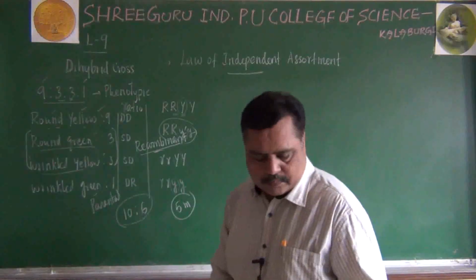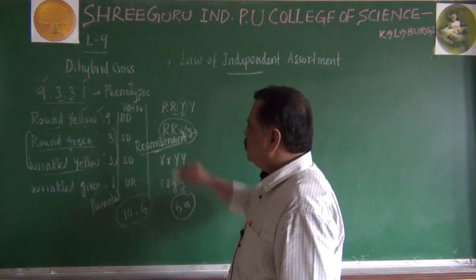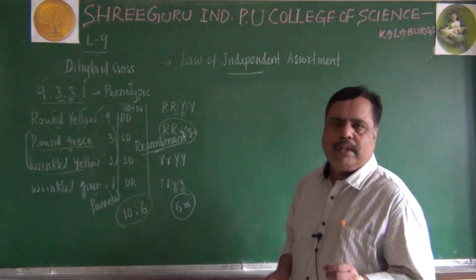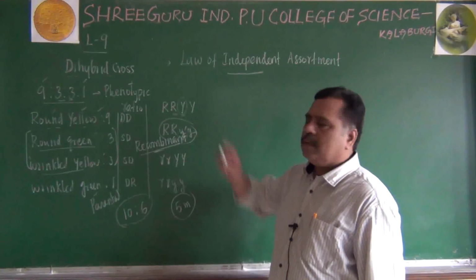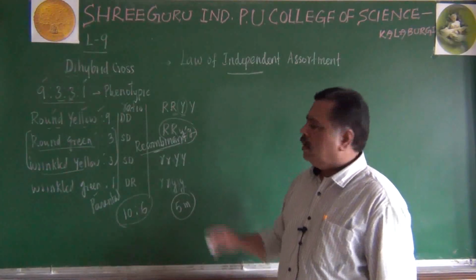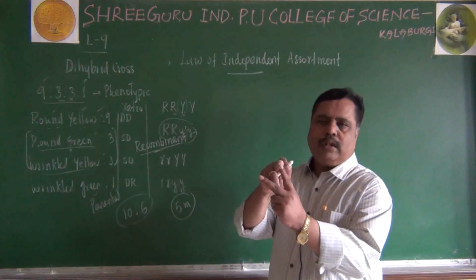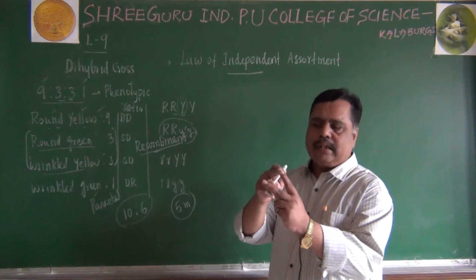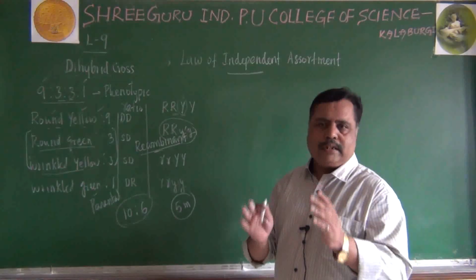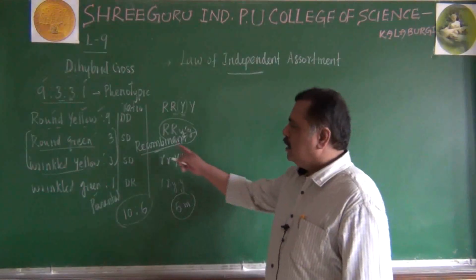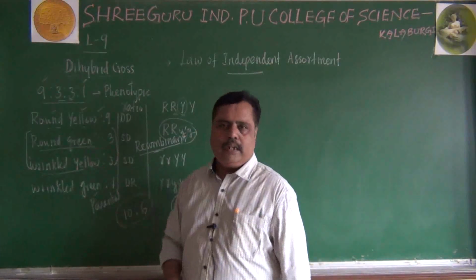So, from the Mendelian dihybrid cross, we have understood that recombinants are able to be produced because of independent assortment. When you take two characters, alleles of one character will segregate irrespective of the alleles of another character. That is called independent assortment. That is responsible for the formation of round green and wrinkled yellow.